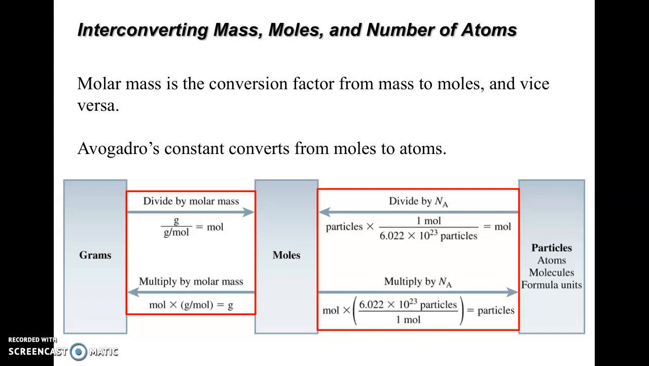So basically, molar mass is just a conversion factor from mass to moles and vice versa. Avogadro's number converts from moles to atoms, and there's a little graphic here that you might find useful. And that's it for chapter 2.